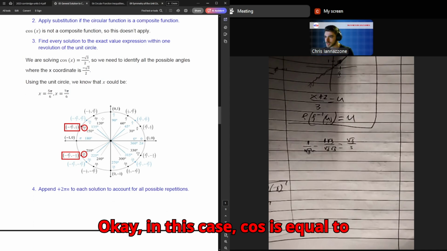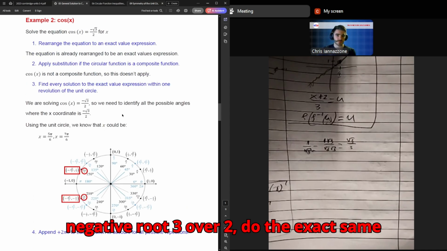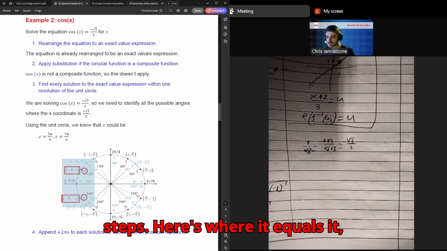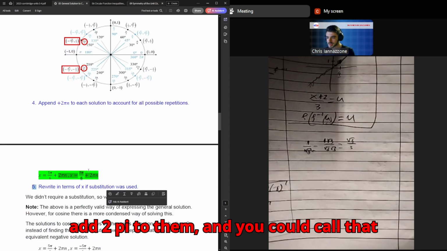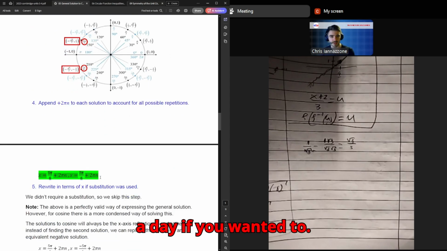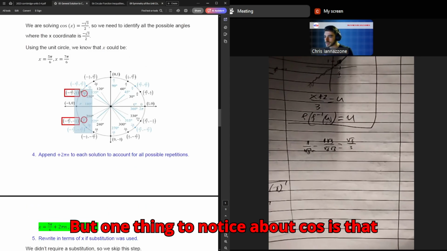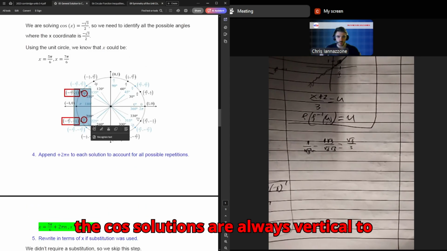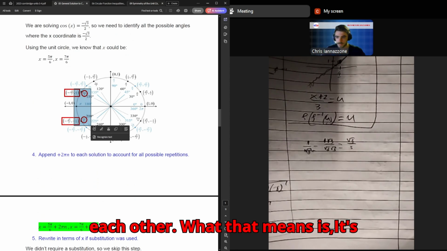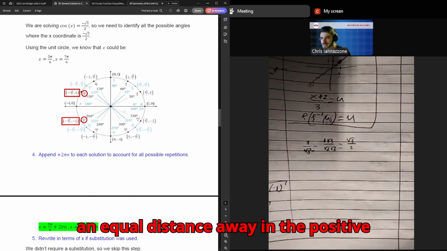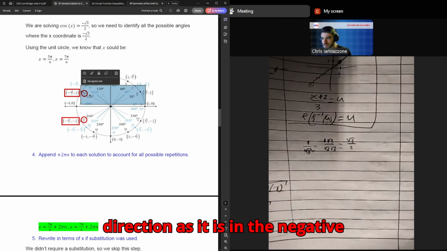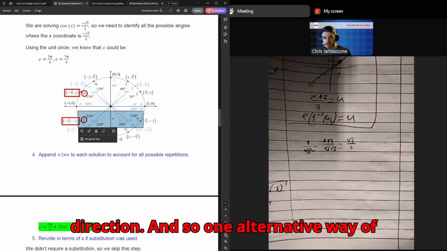Okay, in this case, cos is equal to negative root 3 over 2. Do the exact same steps. Here's where it equals it. Add 2 pi n to them, and you could call that a day if you wanted to. But one thing to notice about cos is that the cos solutions are always vertical to each other. What that means is it's an equal distance away in the positive direction as it is in the negative direction.